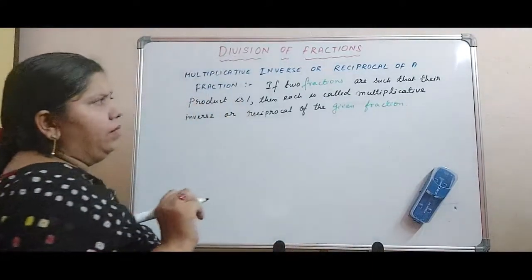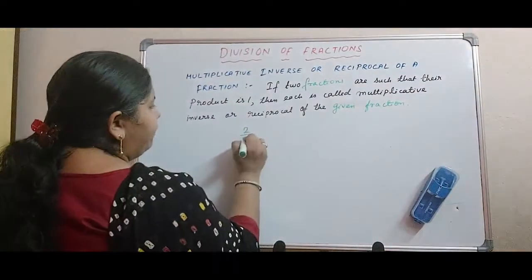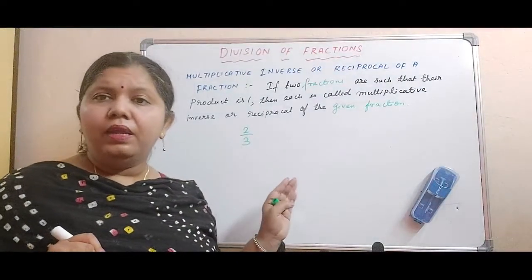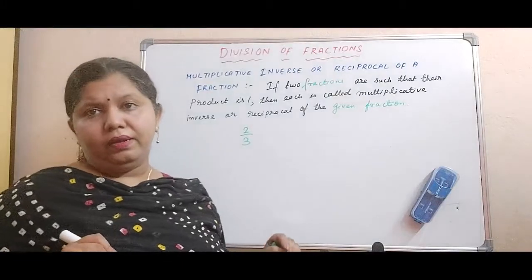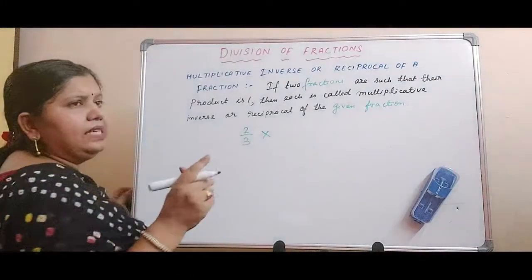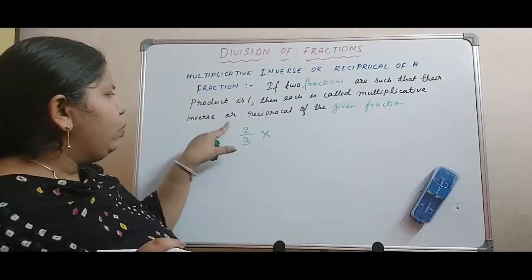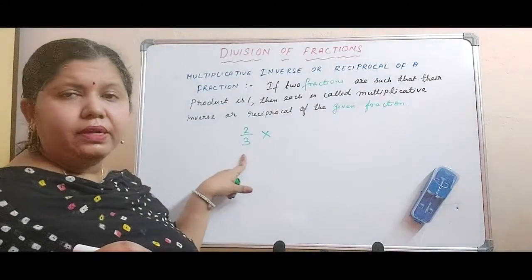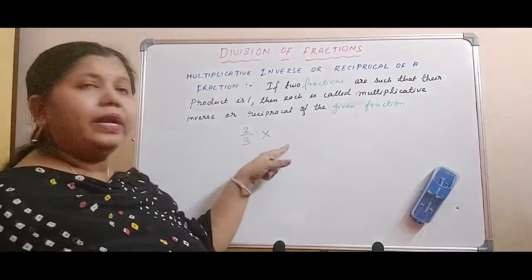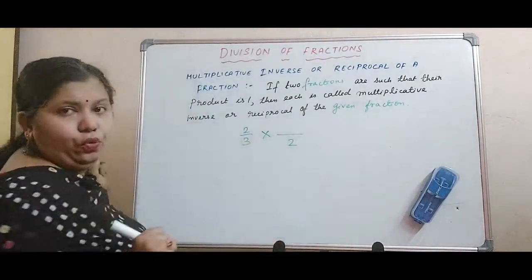So what does this mean? Suppose I take a fraction that is 2 by 3. Now what will I multiply with this 2 by 3 so that the product has to be 1? First of all, you know that the numerator is always cancelling the denominator. So if the numerator is 2 here, 2 cannot cancel 3 because there is no common factor. But if the second fraction's denominator is 2, then 2 and 2 get cancelled out. So the denominator of the second fraction has to be 2.